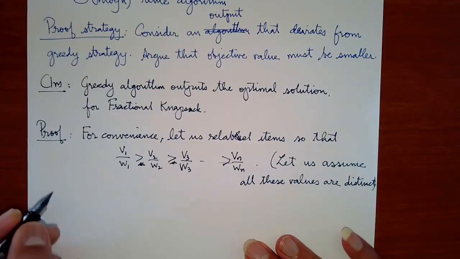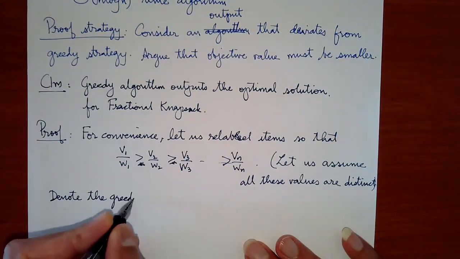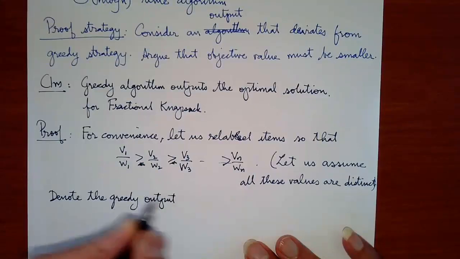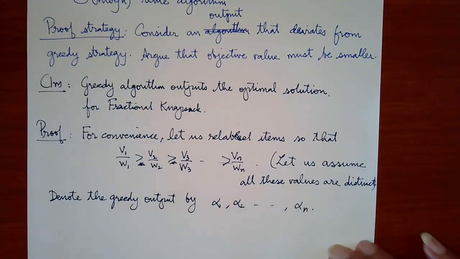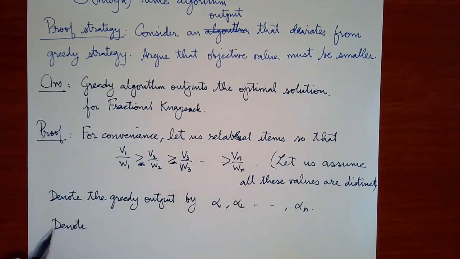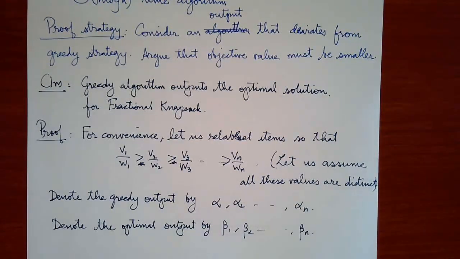Okay. Now denote the greedy output by alpha 1, alpha 2 to alpha n, and denote the optimal output by beta 1, beta 2, up to beta n. When you don't make this assumption, the proof is a bit hairier. I can talk a little bit about this later, but let's start with this.